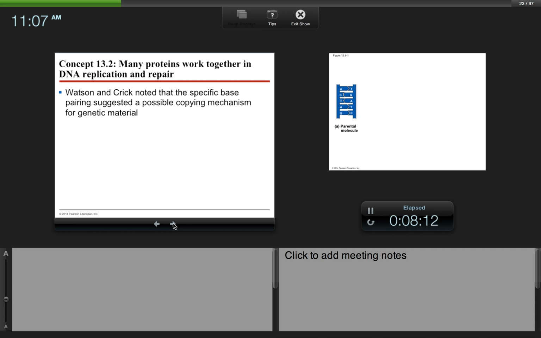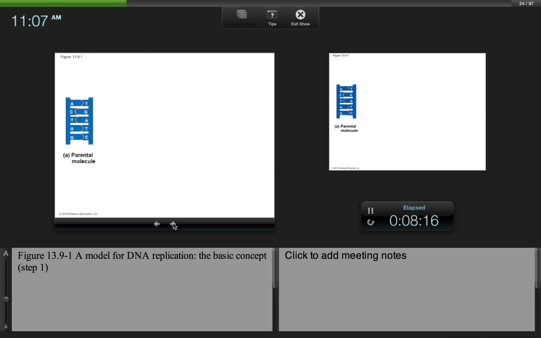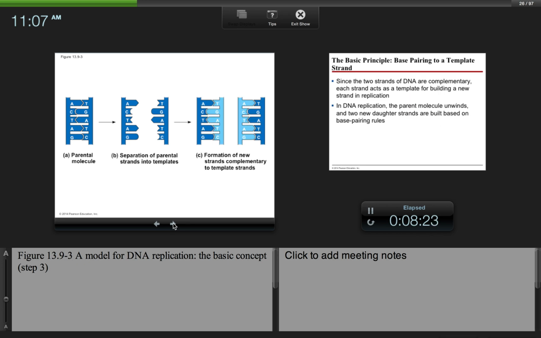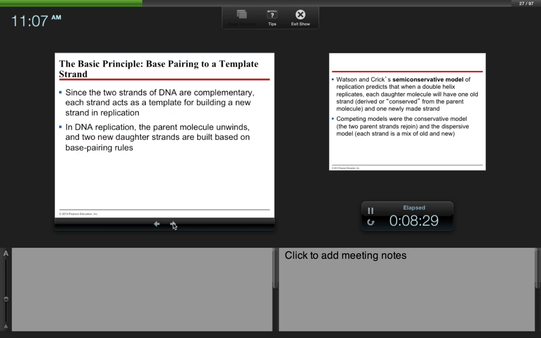Watson and Crick noted that the specific base pairing suggested a possible copying mechanism for genetic material. So here's the parental molecule, separation of the strand, formation of complementary strands. So this is the semi-conservative model. Since the 2 strands of DNA are complementary, each strand acts as a template for building a new strand in replication. In DNA replication, the parent molecule unwinds, and the 2 new daughter strands are built based on base pairing rules.